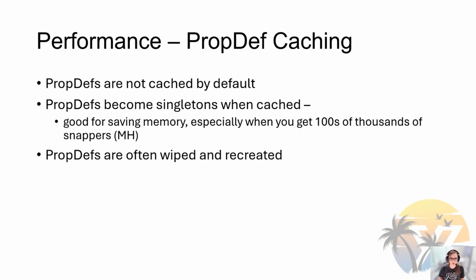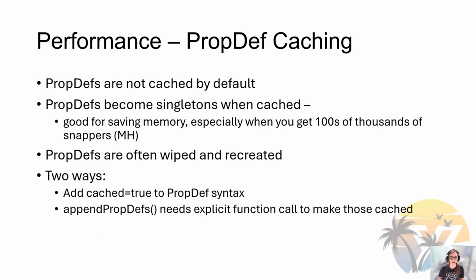If you're going to cache them, keep in mind that they are often wiped and recreated, which is one of the reasons that caching them is convenient. There are 2 ways to cache them. If you're using the PropDef syntax, you would just add cached equals true. There are examples of that in Fika. If you are adding your PropDefs by overriding your PropObj's append PropDefs method, you'll have to do an explicit function call to make those cached. So if you are trying to minimize object creation, cache your PropDefs.